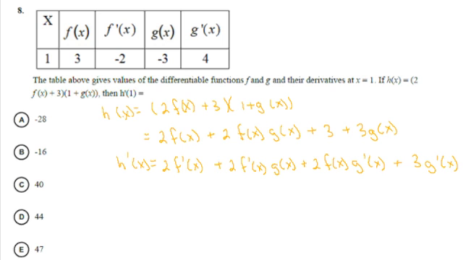Now we're ready to substitute and say h prime of 1 is going to be 2 times f prime at 1 is negative 2, plus 2 times negative 2, and g at 1 is negative 3, plus 2 f of 1 is 3, g prime of 1 is 4, plus 3, and g prime of 1 again is 4.